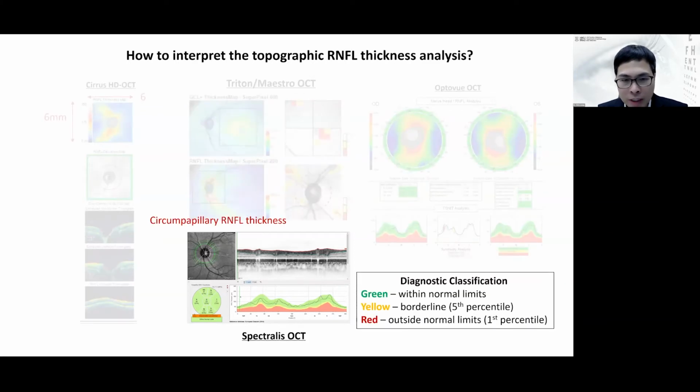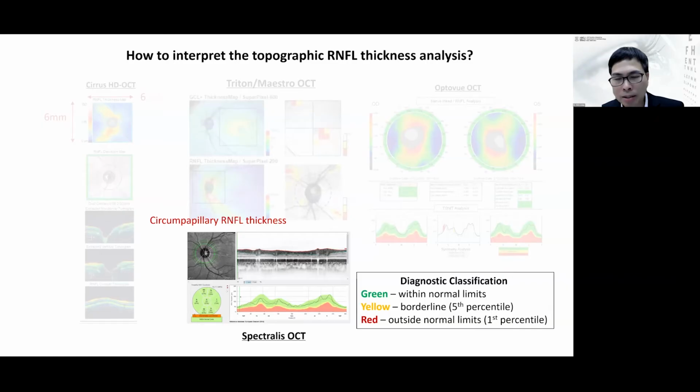For the Spectralis OCT, for example, it images the retinal nerve fiber layer using a circle scan. It captures only the circumpapillary retinal nerve fiber thickness. And the way we determine whether the retinal nerve fiber measurements are normal or not is dependent on the diagnostic classification. When the retinal nerve fiber thickness is in green, we call this no abnormalities. When it is in yellow, we call this borderline. When it is in red, we call this abnormal retinal nerve fiber thickness. So it is the way we determine whether the measurements we get are normal or not.